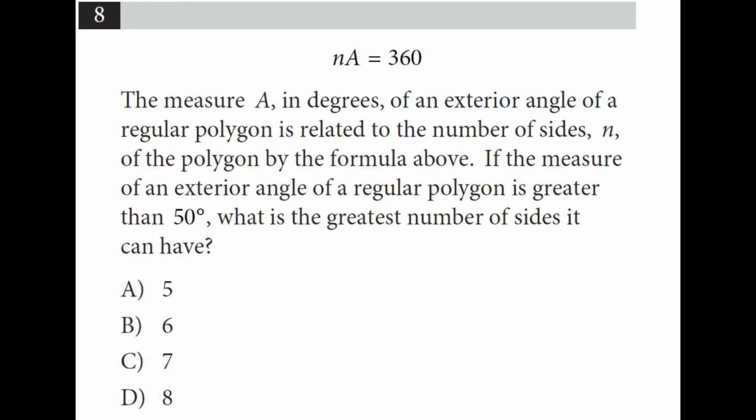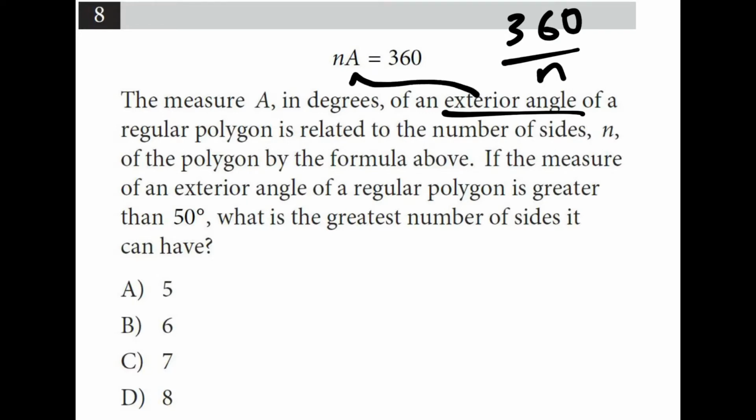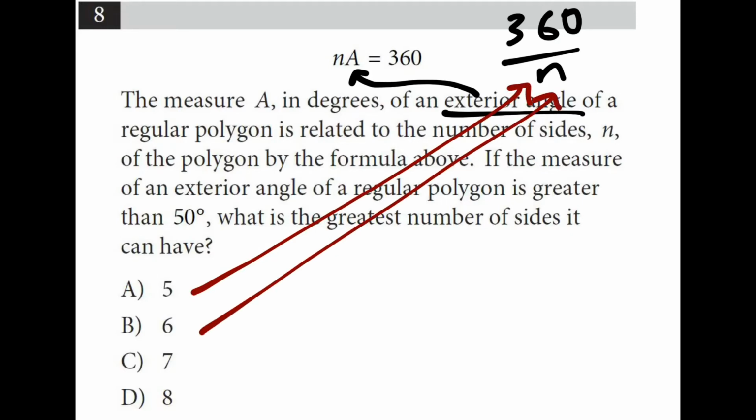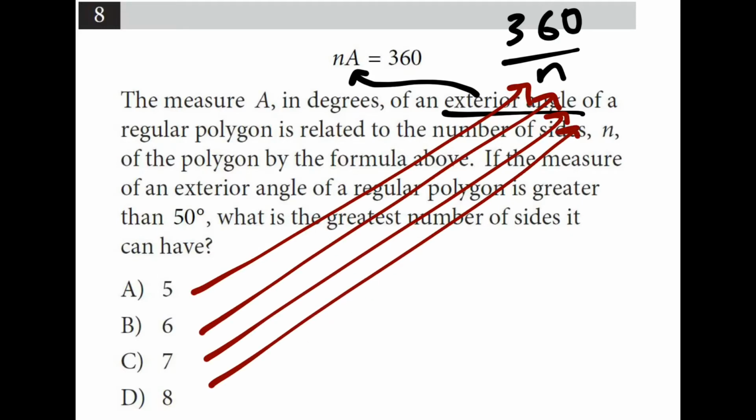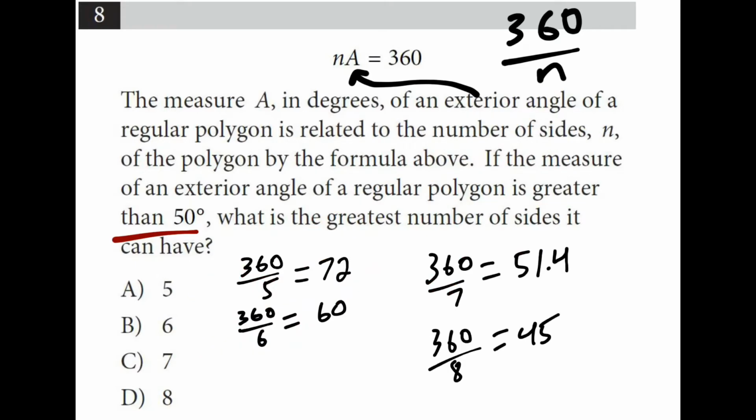Number 8 goes back to this idea that the exterior angles of a regular polygon are equal to 360 degrees divided by n. Now they called A the exterior angles and they moved this n over, but it's the same formula. So we can plug in different numbers here for n and figure out which one will give us a value that is greater than 50. If you carry out that operation for all 4 possible answer choices, what's the greatest number that's still bigger than 50? And that's this one right here, 7.